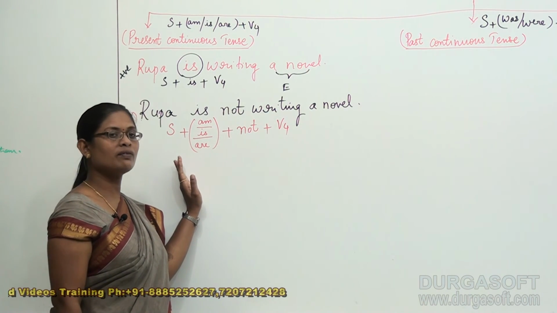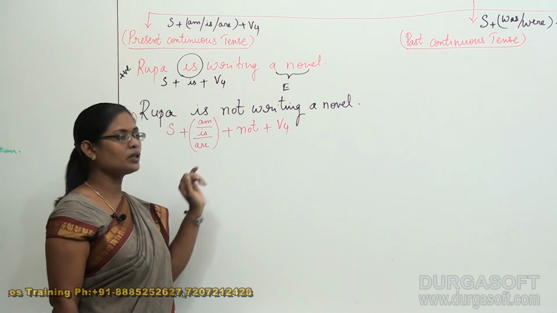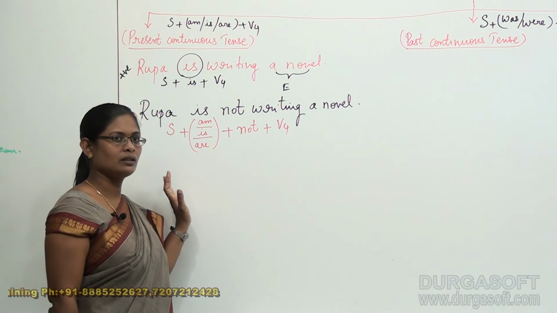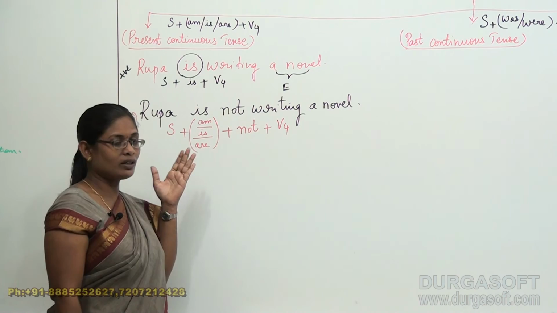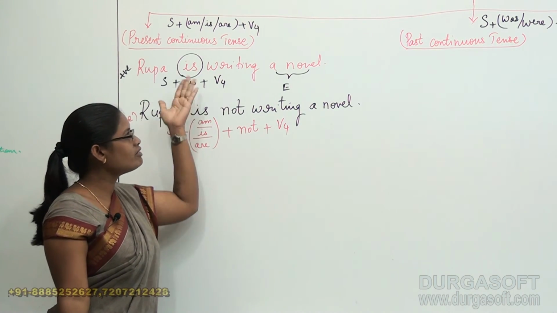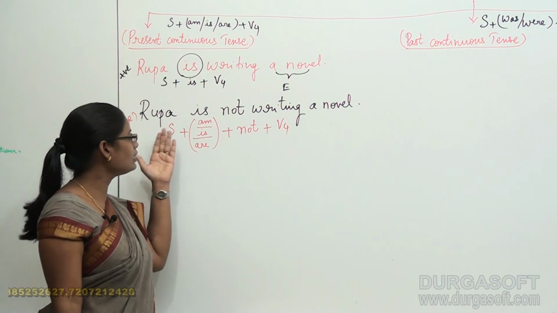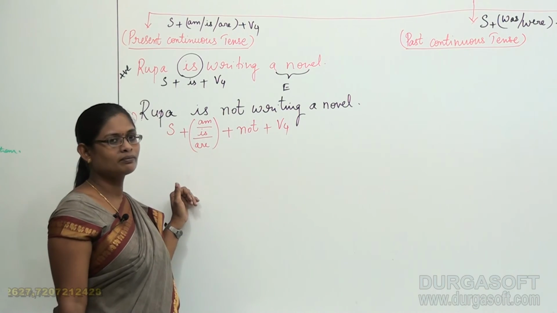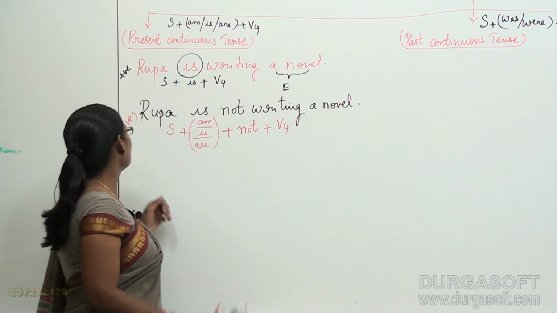How can we know whether a sentence is positive or negative? The simplest way is just to identify not, whether there is a not provided in the sentence or not, you have to find out. If a not is provided in the sentence, obviously it is negative, and if there is no not in the sentence, obviously it is a positive sentence. Alright, okay.